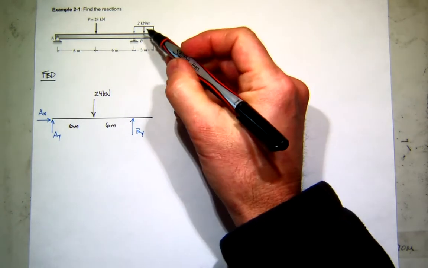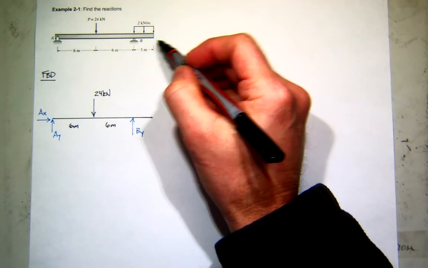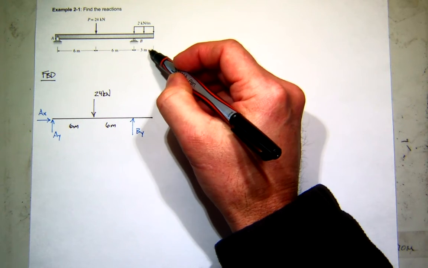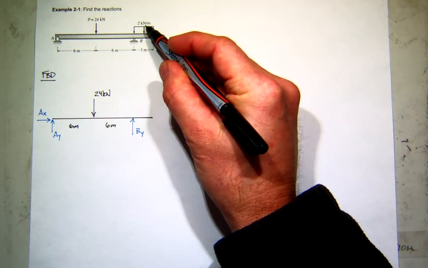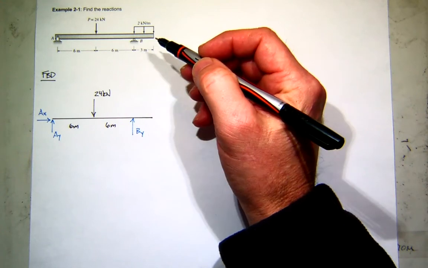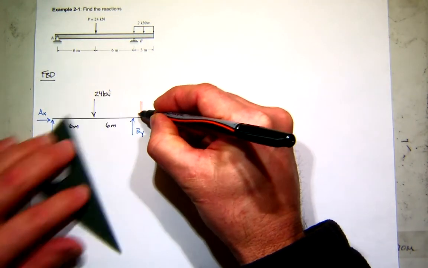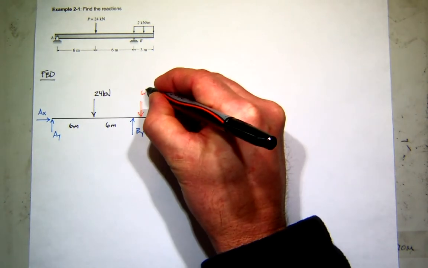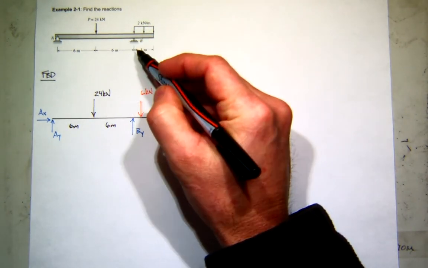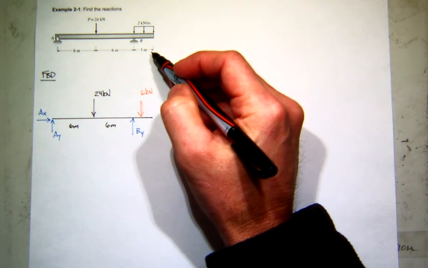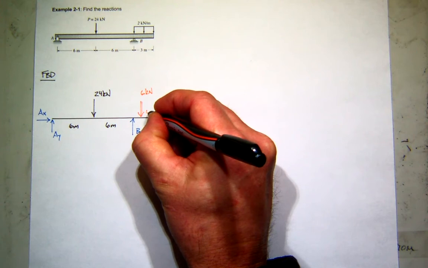So this is an easy area. This area is a rectangle. Every rectangle is base, in this case 3 meters, times height, which in this case is 2 kilonewtons per meter. So 2 times 3 is 6. So I've got an equivalent force of 6 kilonewtons, and it acts in the centroid of this area, which is half the distance for a rectangle. So that would be a distance of 1.5 meters.